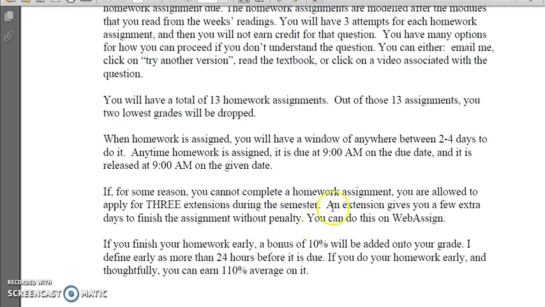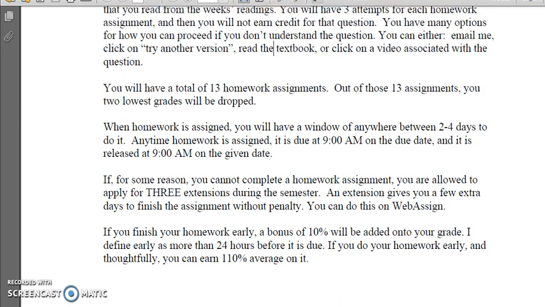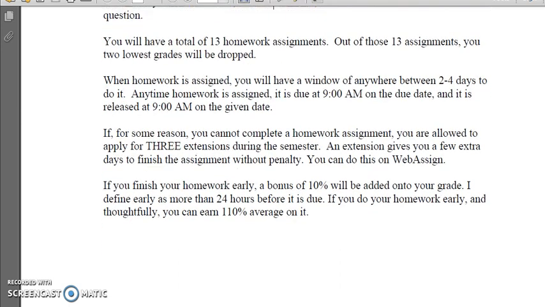If for some reason you can't complete a homework assignment, you're allowed to apply for three extensions during the semester. An extension gives you a few extra days to finish it. If you finish your homework early, and I define early as being 24 hours before it's due, you get a bonus of 10% of your grade.